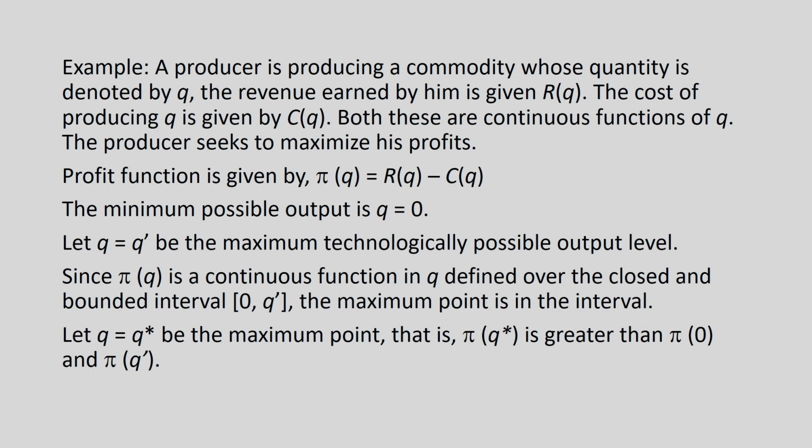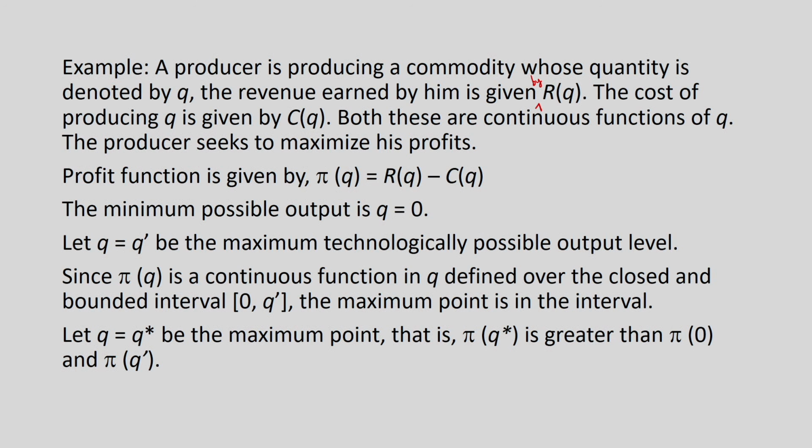Okay, here is another example. This is an example from economics. A producer is producing a commodity whose quantity is denoted by Q. The revenue earned by him is given by R of Q. So, R is a function of a single variable Q, which is quantity. The cost of producing Q is given by C of Q.